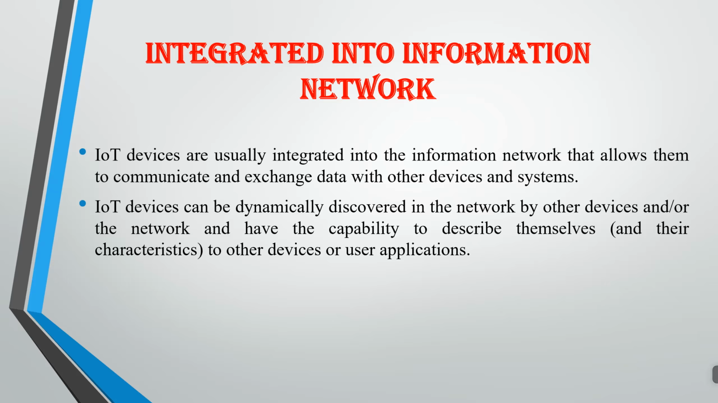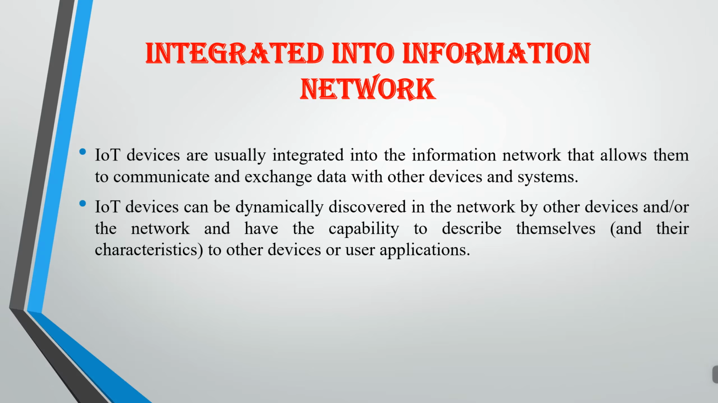As already mentioned, IoT devices handle interoperable protocols based on multiple devices. So you require an integrated information system. An integrated information network is required, so that it allows these devices to communicate and exchange data. This is one of the important characteristics of IoT based network communication. IoT devices can be dynamically discovered in the network by other devices and other networks, and have the capability to describe themselves.